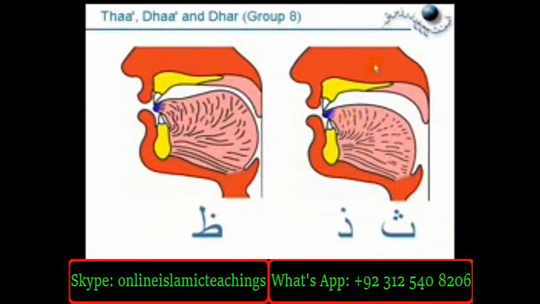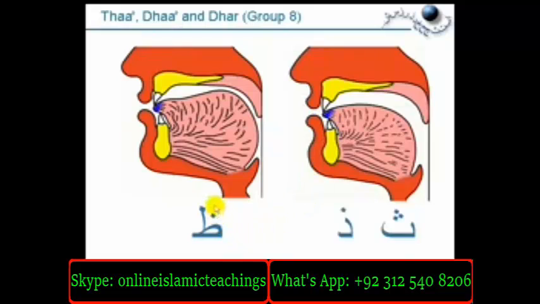Group 8 is where the tip of the tongue starts between the upper and lower teeth. So the letters in group 8 is the letter Tha, Tha, and then we have the letter Dhal, Dhal. So both of them, your tongue is just between your upper and lower teeth. So not right outside your mouth, i.e. it's not protruding outside the lips, but still just between the 2 front teeth.